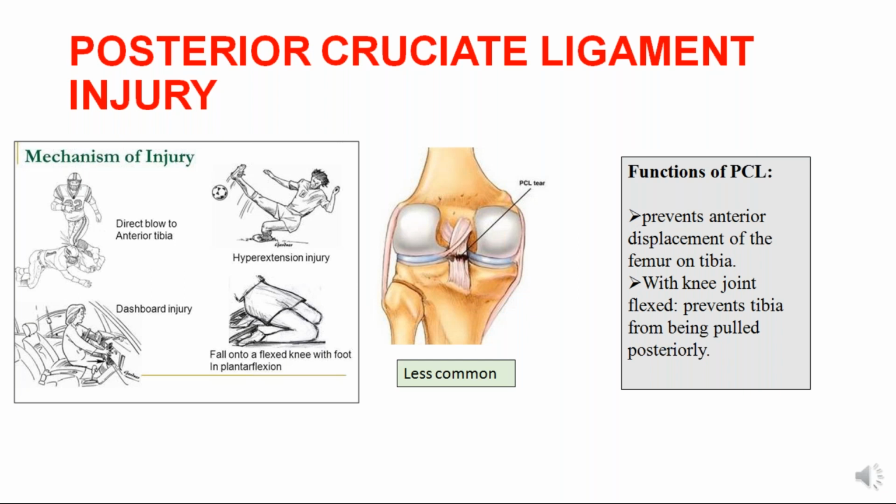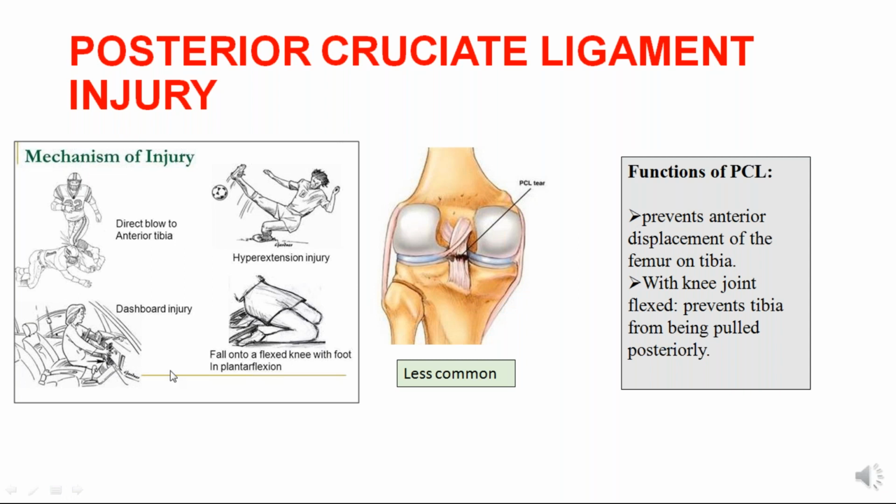Now, the mechanism of injury is usually a hyperextension injury. You can see this footballer with the hyperextended knee. This is the mechanism of injury. With the flexed knee also, the posterior cruciate ligament can be injured, when the flexion of the knee is associated with plantar flexion, for example, in dashboard injuries.